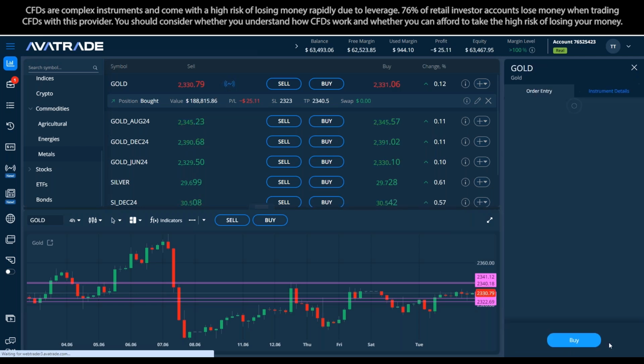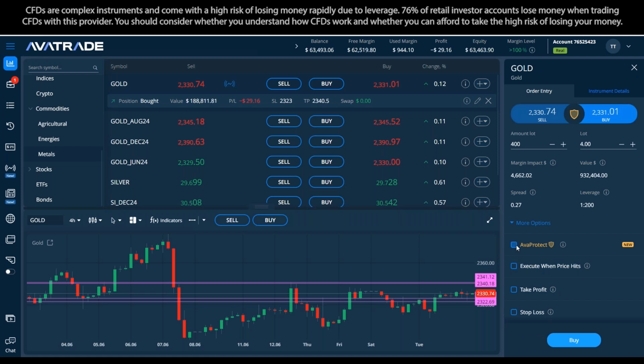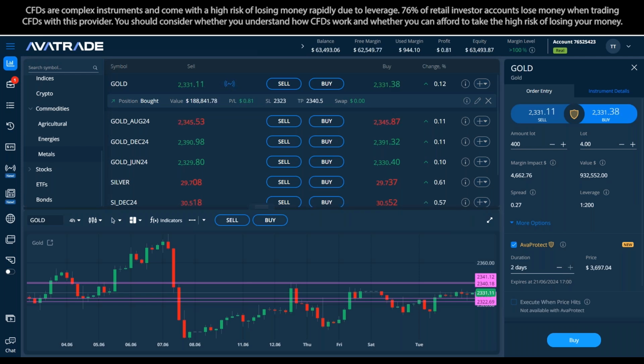So maybe you want to buy on this, but protect it with something like AvaProtect. Since I want to get through tomorrow's announcements to see if that really swings more momentum on my buy move, maybe I protect not just by the hour, but through the day tomorrow or even all the way to Friday. I can protect up to 2 days. And then I adjust my trade size again to be the amount of cost on the protection that I'm willing to risk.